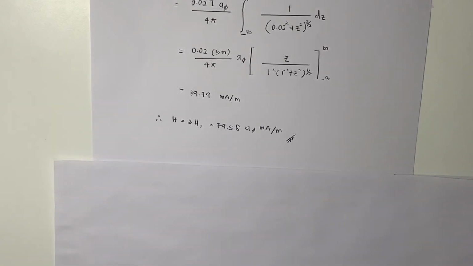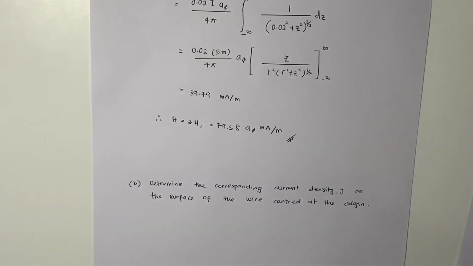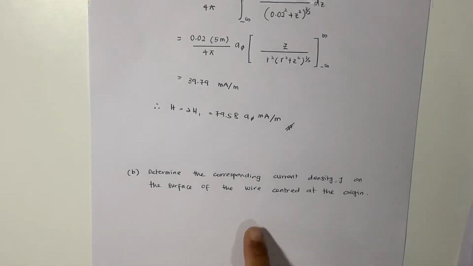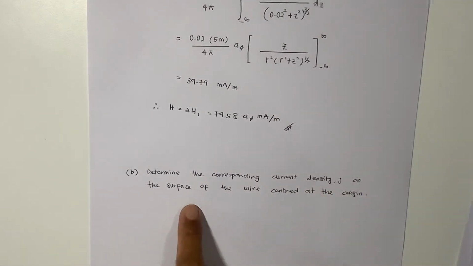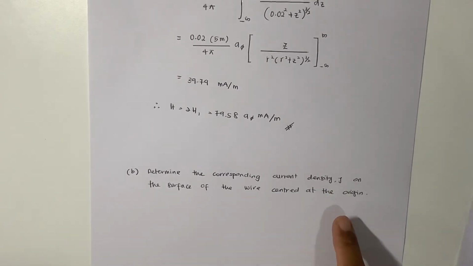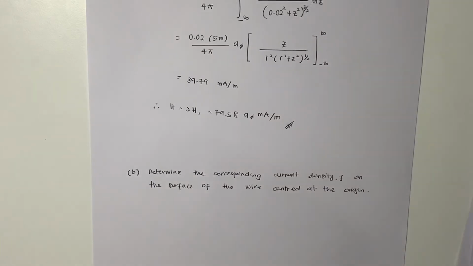Actually, they have another question here. Determine the corresponding current density J on the surface of the wire centered at the origin. So you need to determine the current density J on the surface of the wire.